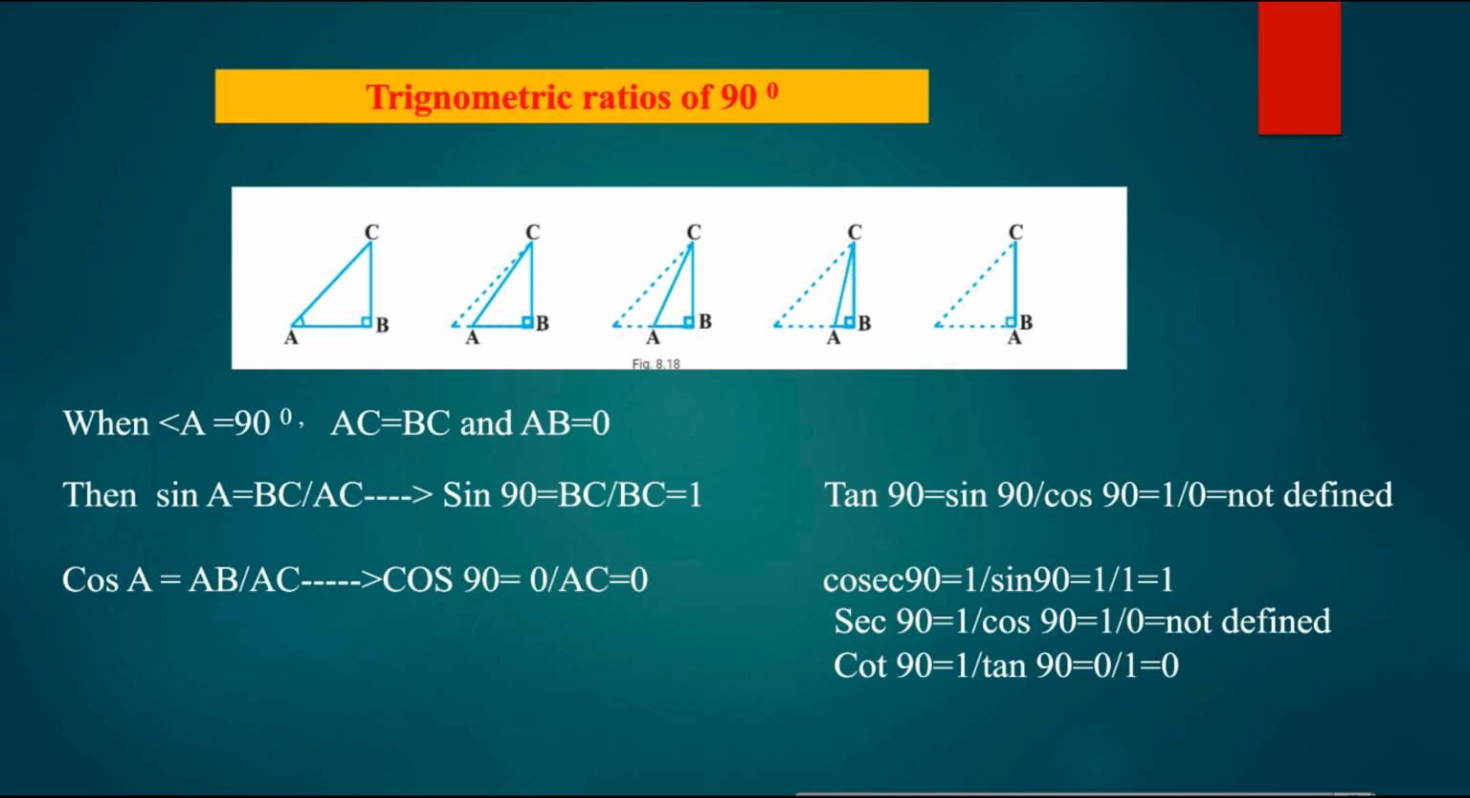That cannot be defined. Cosec 90. Cosec 90 is 1 by sin 90. Sin 90 is 1, cosec 90 is 1 by 1 equal to 1. Then sec 90 is 1 by cos 90. Cos 90 is 0. Therefore sec 90 is 1 by 0, that also is not defined. Last one, cot 90. Cot 90 is 1 by tan 90. Tan 90 is not defined, or 1 by 0. So cot 90 is 0 by 1. 0 by 1 equal to 0.